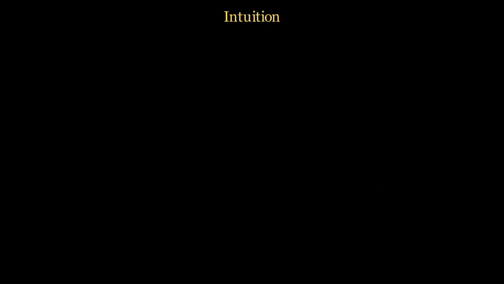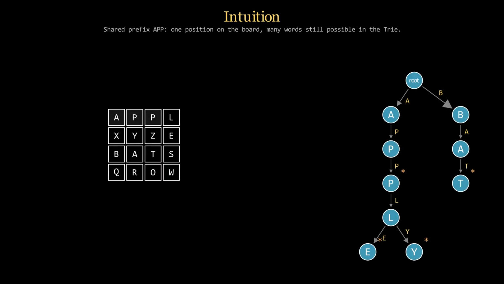When the board spells app, the tree node for app may already be a complete word, and it also has a child for L that leads to apple and apply with only a couple more letters. One walk is carrying the whole dictionary along shared prefixes.